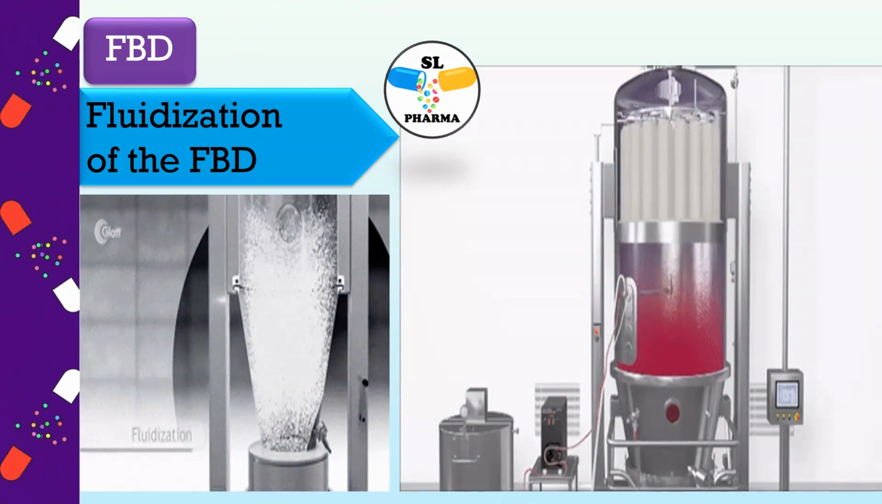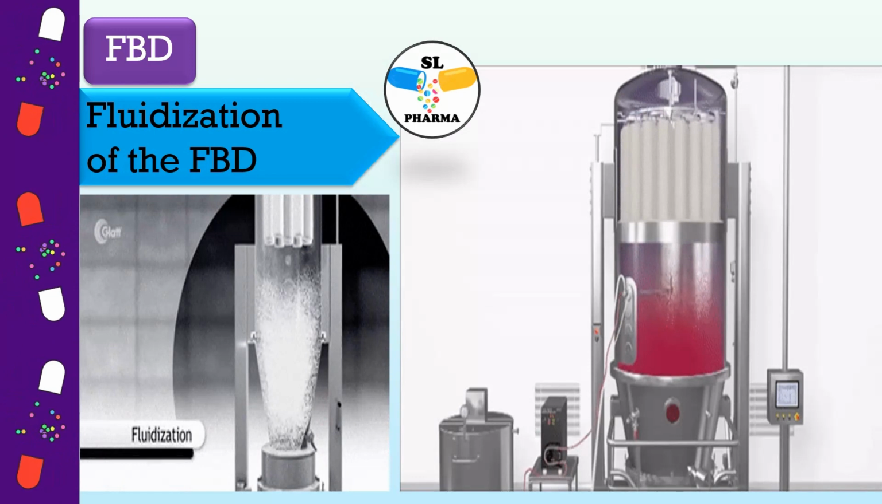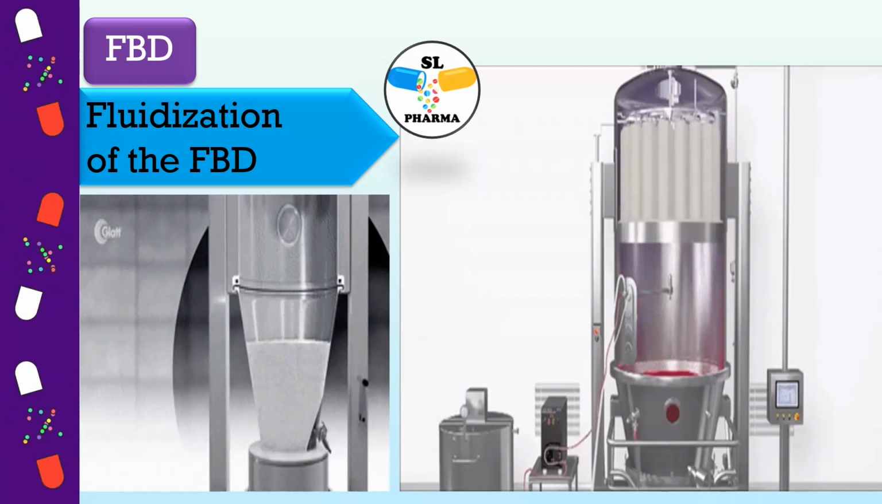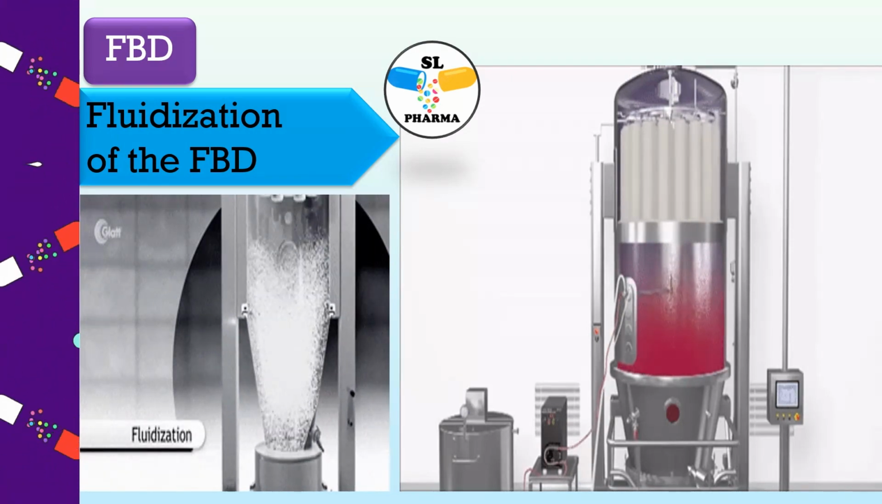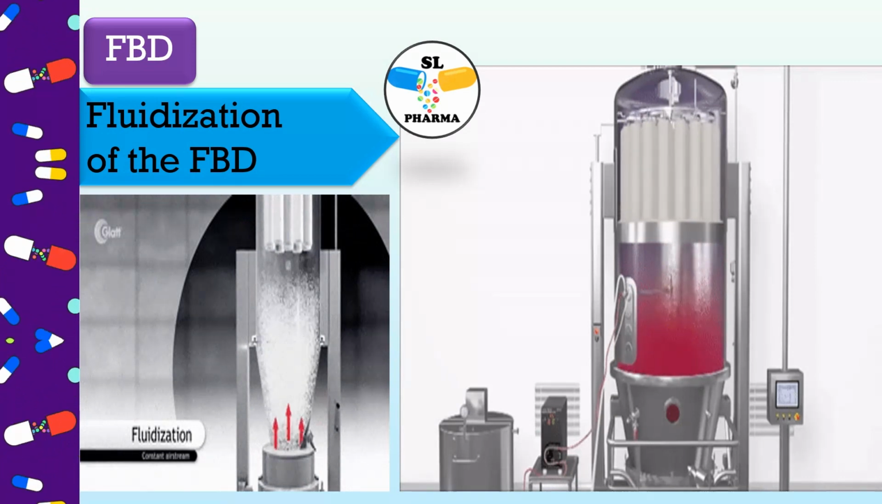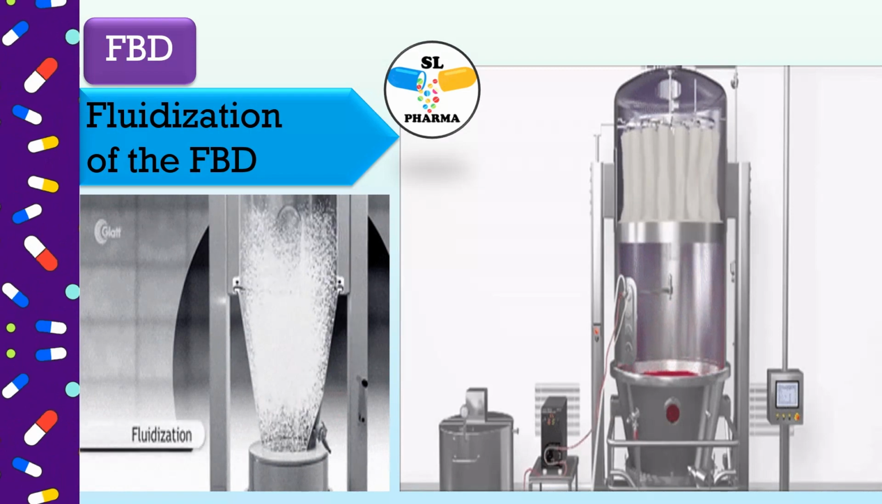Fluidization in a fluid bed dryer is a key principle that allows for the efficient drying or cooling of solid particles. Fluidization involves suspending and agitating solid particles within a bed of air or gas in such a way that they behave like a fluid. This process ensures uniform heat and mass transfer, promoting efficient drying and cooling.